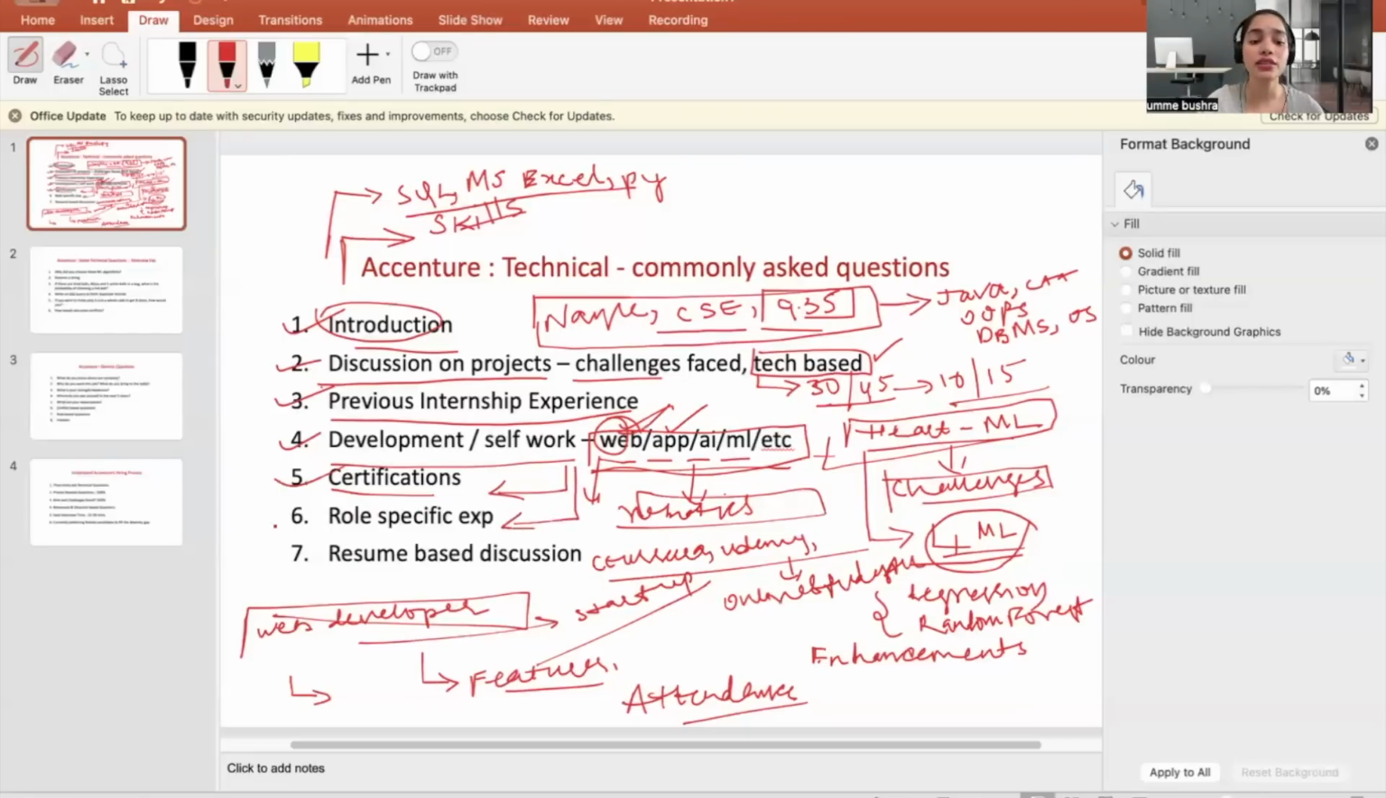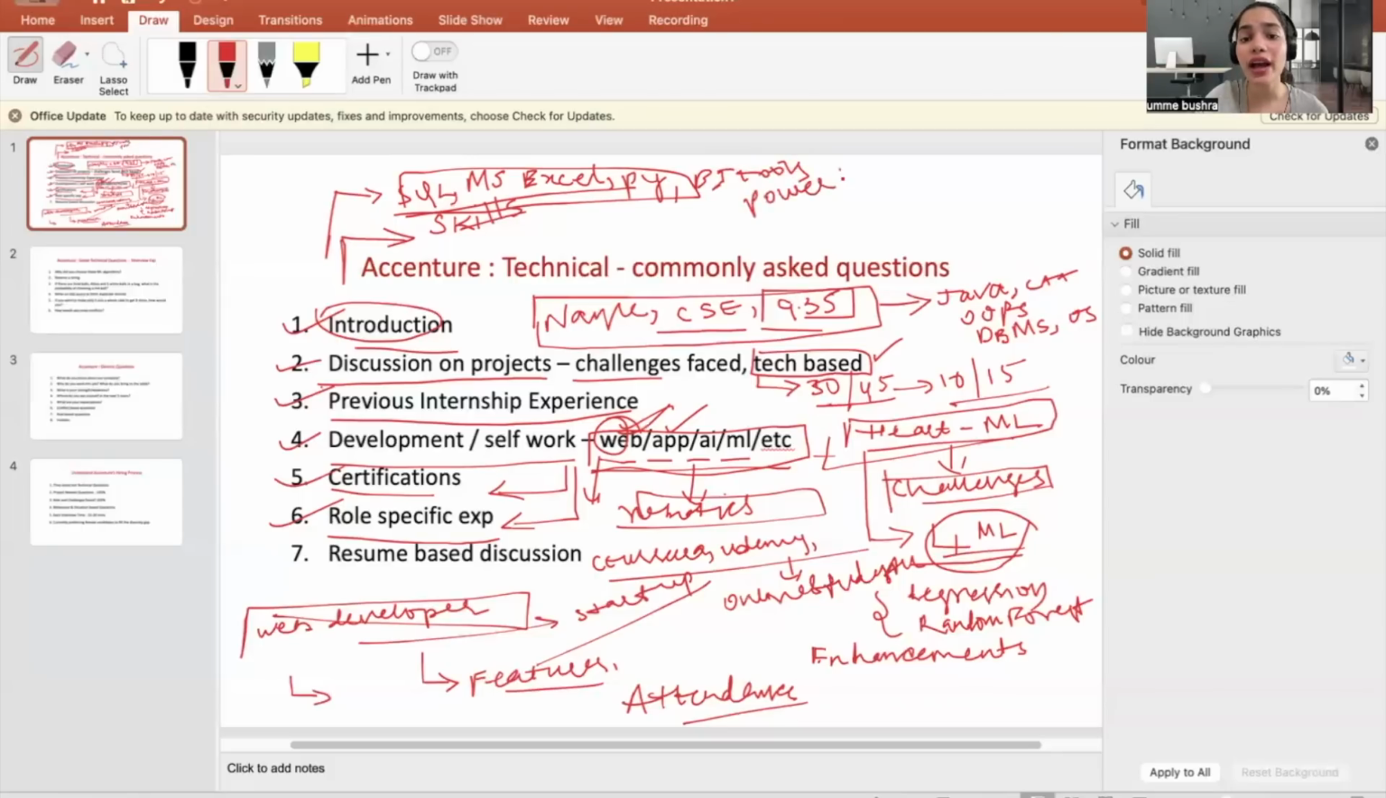Now the sixth topic is role specific experience. Say they are going to hire you for an analyst role. They will always prefer candidates who have some experience or some knowledge of the analyst role. Here the analyst role requires all of these skills like we discussed: SQL, MS Excel, Python, etc., or even some BI and visualization tools like Power BI, etc.